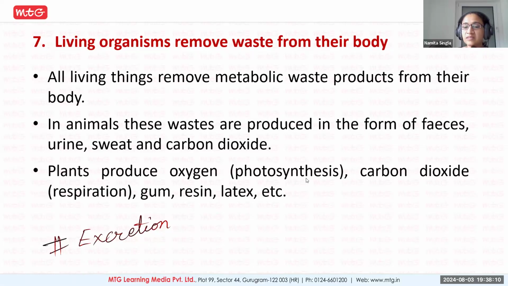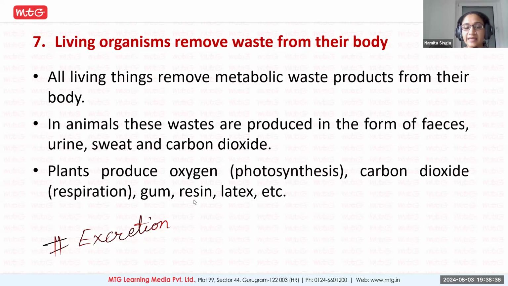So during photosynthesis, oxygen comes out. During respiration, carbon dioxide comes out in plants. Then gums, resins, latex, etc. These are considered waste materials in plants, although they are not completely waste material for the plants themselves. Plants have certain use of these things. Like when an injury occurs on the plant, then these gums and resins block that particular area of the injury. It's like a bandage to them.